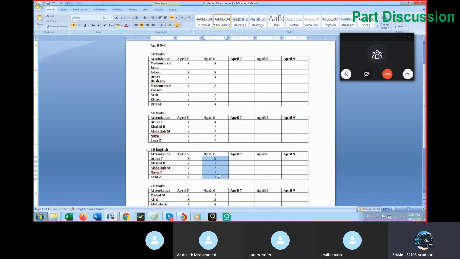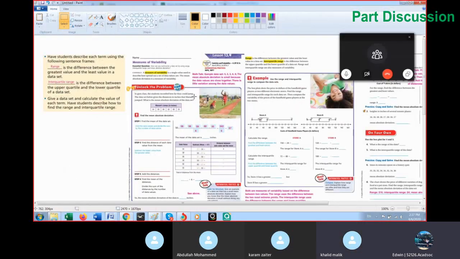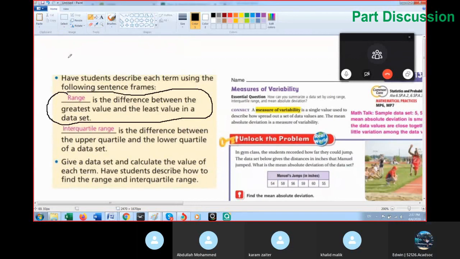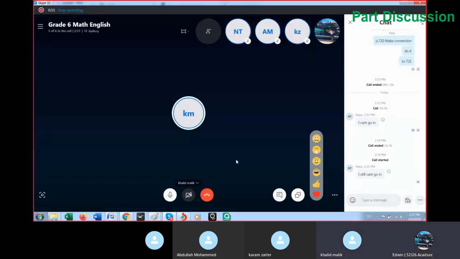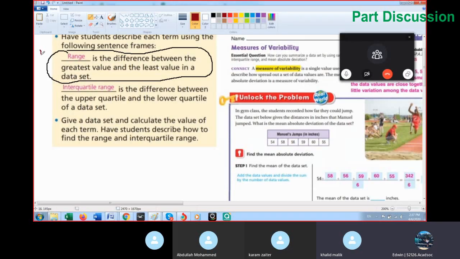Okay, there you go. Our lesson for today is all about range and interquartile range. I would like to take this lesson first. Can you read what is range, Khaled? Can you read what is range? Oh, Lara. Look at this one, oh, Khaled.